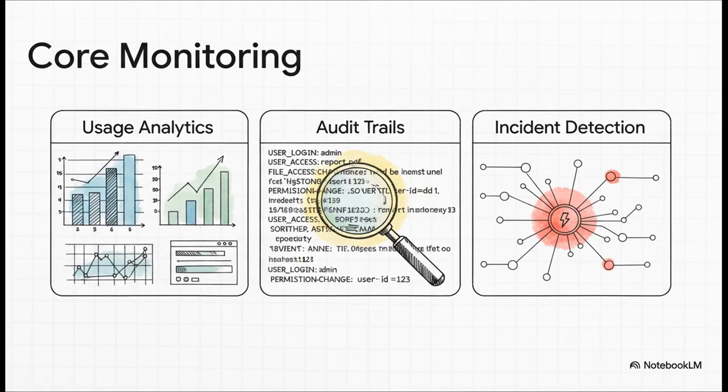First, usage analytics. You need to know who is using which AI tools and what for. This is huge for spotting risks and figuring out who needs more training. Second, audit trails. Keeping detailed logs of AI interactions is an absolute must for any kind of compliance review. And third, incident detection. You've got to set up automated alerts for weird activity, like a sudden flood of data being sent to an AI. That's your early warning system.